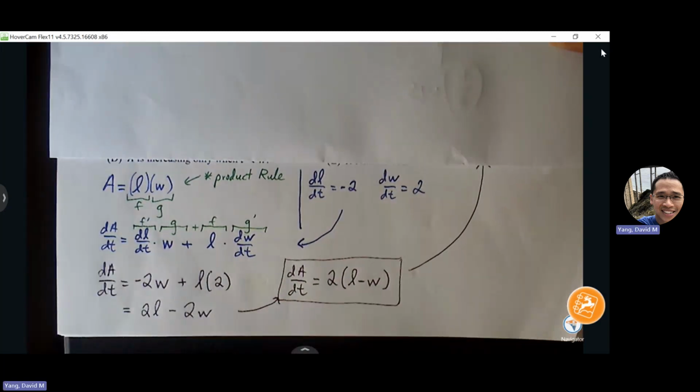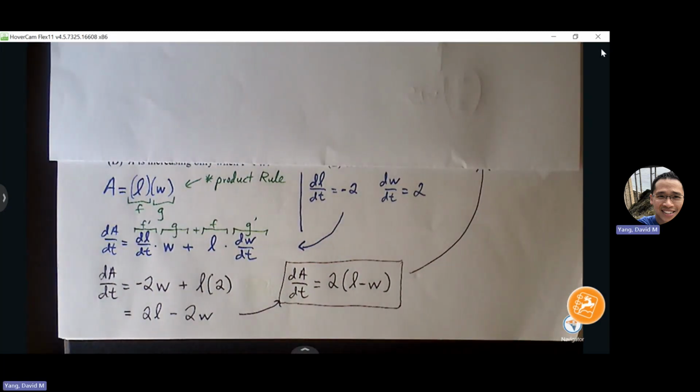What do you guys think? C, because why? Right, so the only time this is positive is if my L is greater than W, right? If it's not, then it's going to be negative. So, answer choice C.